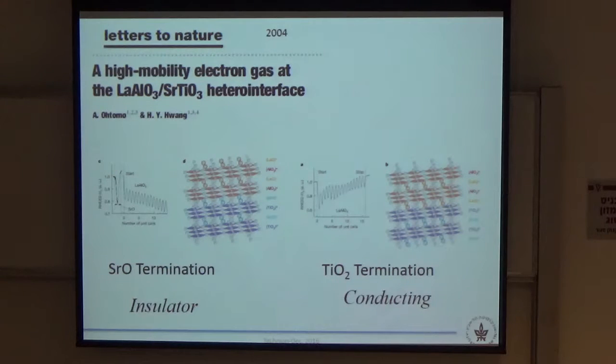And when you deposit lanthanum aluminate, just a reminder that both parent materials are insulators. So these are two insulators, and you get a conducting two-dimensional electron gas between them.